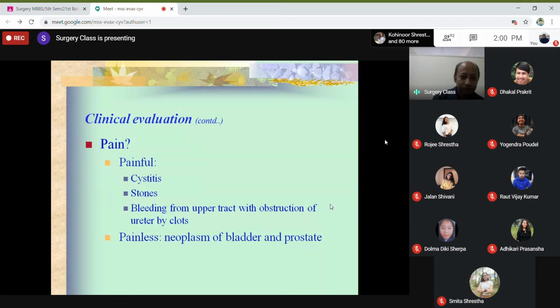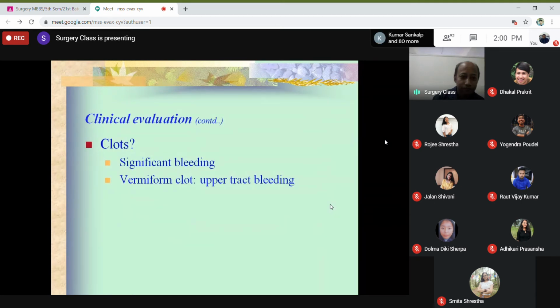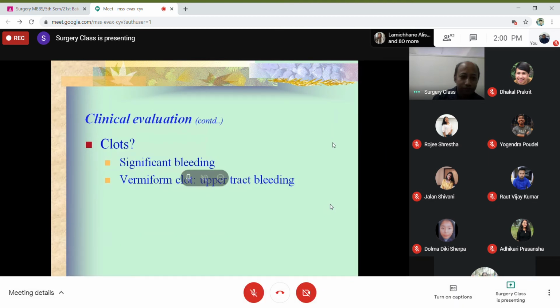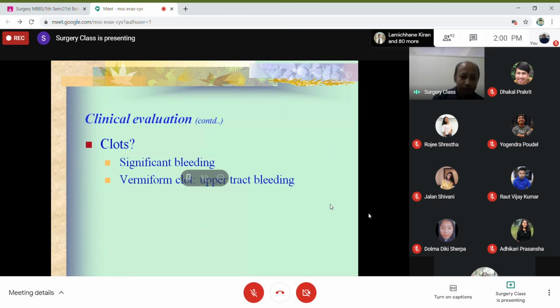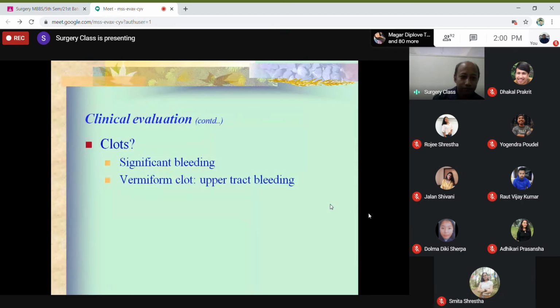Another question you ask is whether there are clots or not. If the patient says there are associated clots, then that signifies significant bleeding, and the appearance of the clot also matters. If the clot is vermiform, slender, tubular, then probably this blood is coming from the upper tract, renal pelvis or ureter, and the most likely diagnosis is malignancy of the upper tract. So by looking at the clots and presence of clots, you can get some clues about the cause of hematuria.